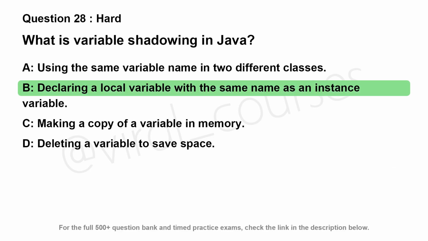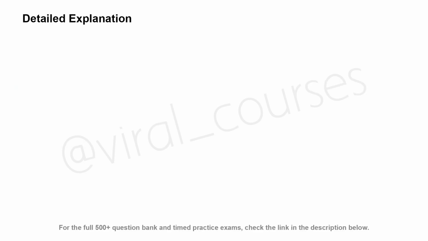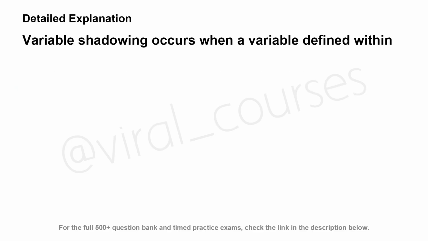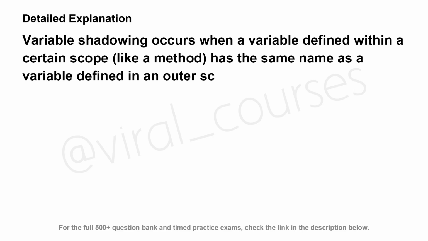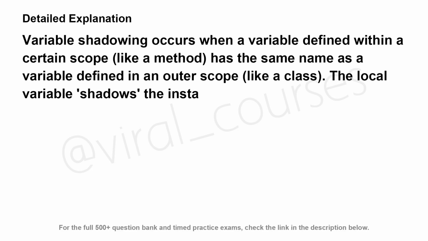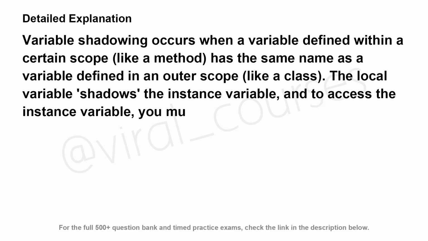The correct answer is B. Variable shadowing occurs when a variable defined within a certain scope, like a method, has the same name as a variable defined in an outer scope, like a class. The local variable shadows the instance variable, and to access the instance variable, you must use the this keyword.